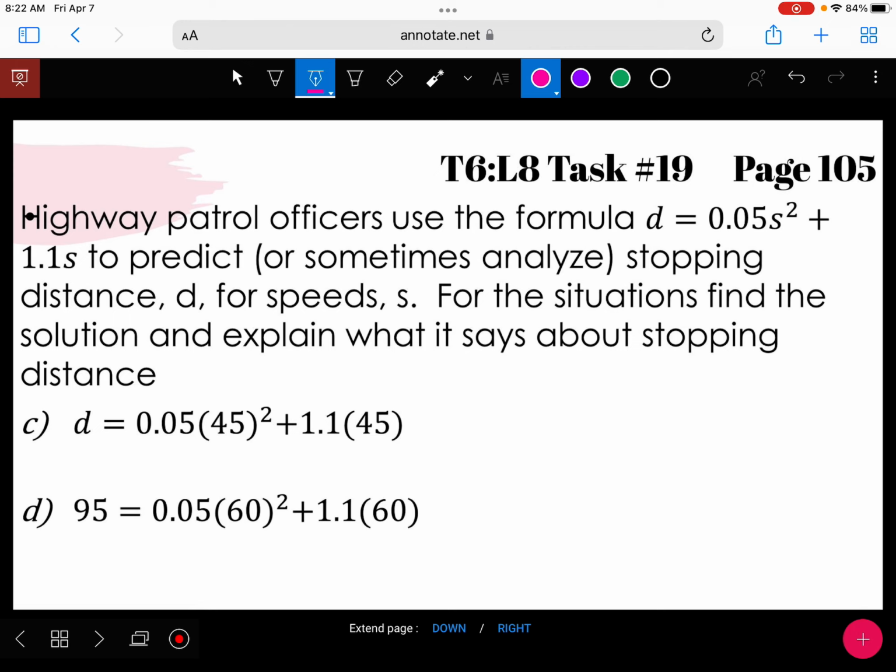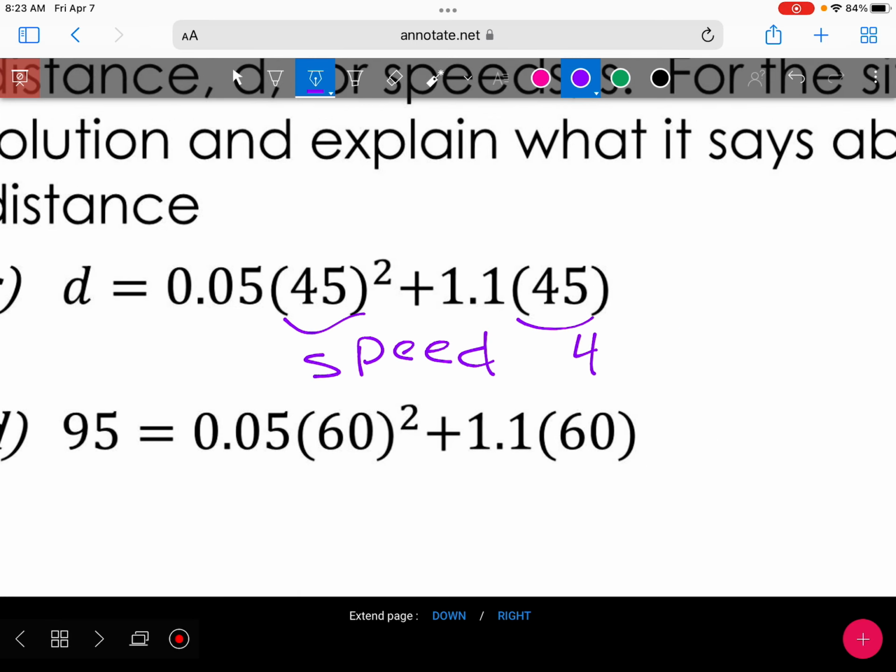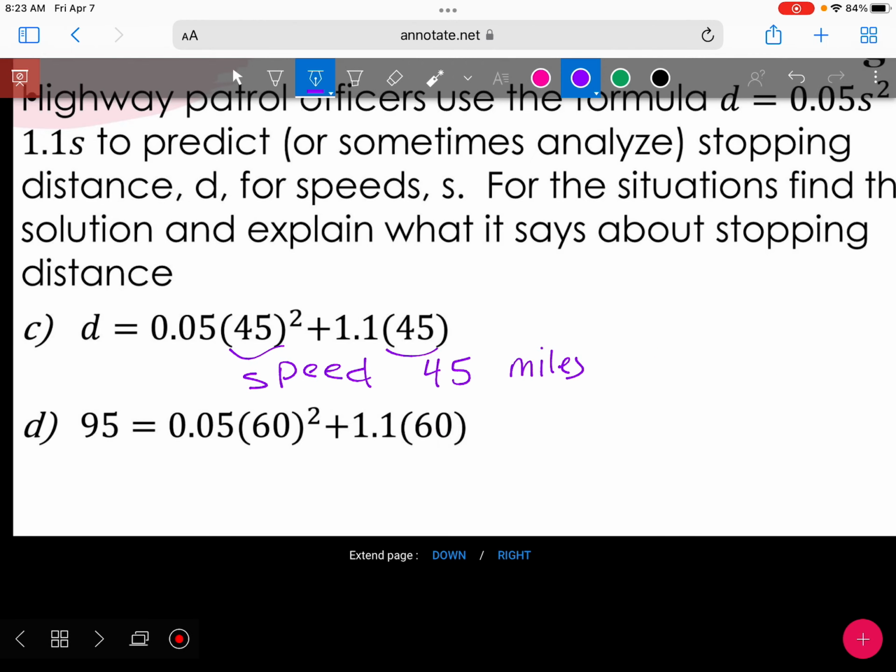So now what information has been substituted in? Speed. On these ones, we're given a speed. So when you're going 45 miles an hour, what it's asking is how long does it take for you to stop? And how could we evaluate that?